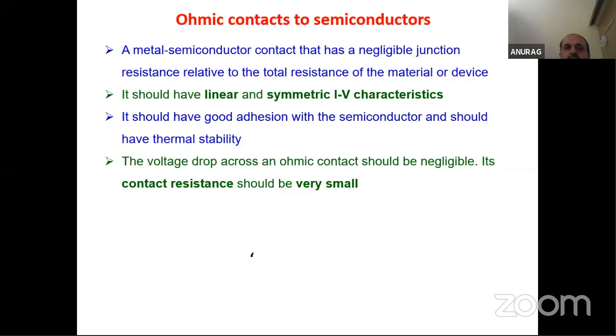But that's not all actually. It should have some physical properties like good adhesion also, and thermal stability for the device operation. And it should also have a very small contact resistance.